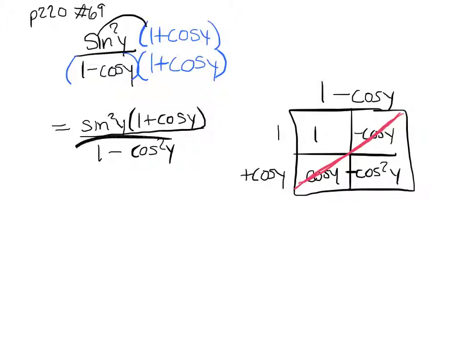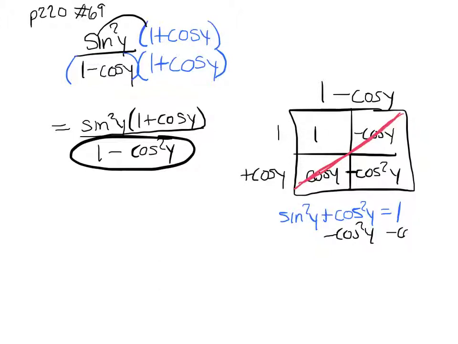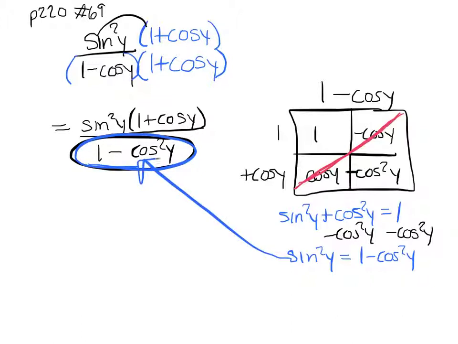Okay, now, what's 1 minus cosine squared? There's an identity in there for us. So we'll work out our identity on the side. Sine squared plus cosine squared equals 1. Now when I look at it, I want 1 minus cosine squared. So I'm going to move cosine squared over. So I'm going to subtract cosine squared. So that gives me sine squared equals 1 minus cosine squared. So now I know that I can replace this with sine squared.